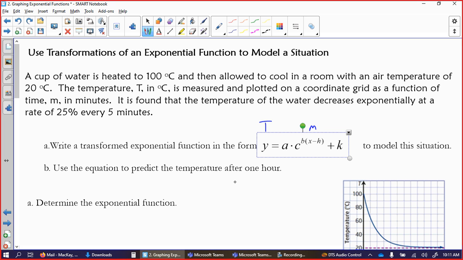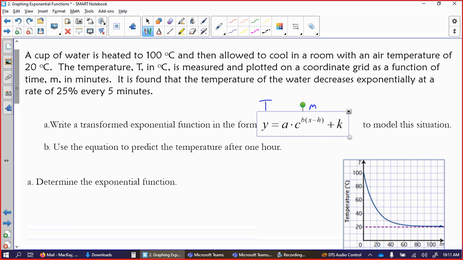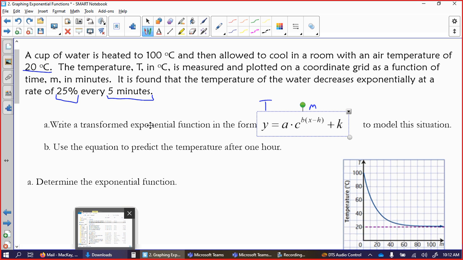It is found that the temperature decreases exponentially at a rate of 25% of the previous temperature every 5 minutes. So what we're going to do is build an equation based on that to model this situation. So we have to figure out a couple things. This is going to be key, and that's going to be kind of important. And we have some numbers here.